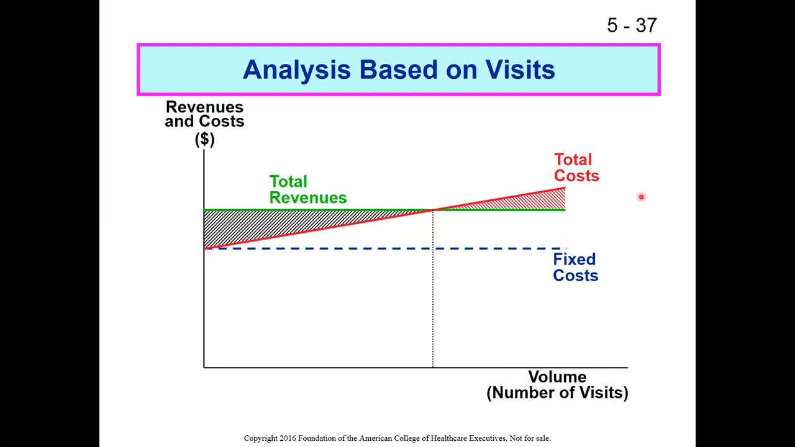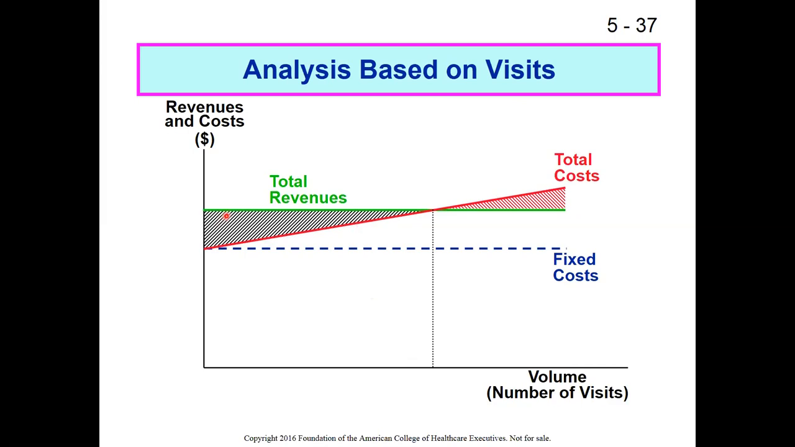So even if your patients are paying you on a per member, per month basis, right? So they pay you a fee, and then they get to use your organization as much as they want based on that fee. Every time they come in, they're using up your supplies, doing other things that cost you money. So the fixed costs don't change based on volume. Your total costs still change because your variable costs vary with the number of visits. They vary upward with the number of visits.